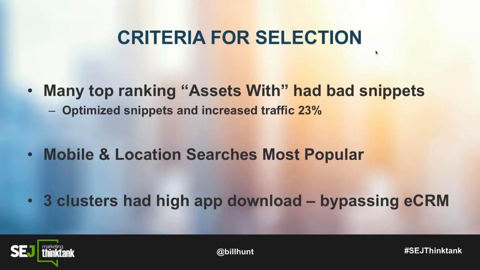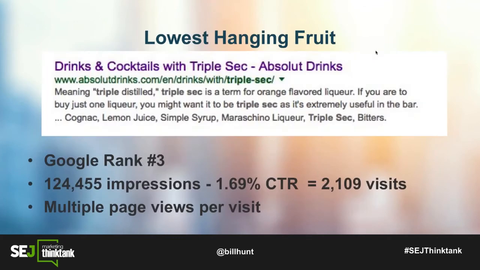So going to the next slide, some of the lowest hanging fruit were words where we identified that we were ranking 1, 2, or 3, but getting a relatively low click rate for that ranking. So in this case, this was a query, drinks with triple sec. Ranking number 3, a 1.69 click rate, not bad. We'd probably kill for that sometimes in paid search. And what we did notice is that people coming to this page did look at multiple page views. And like I said, almost 2% went into the ECRM. So I just simply said, what do people want when they do this query?